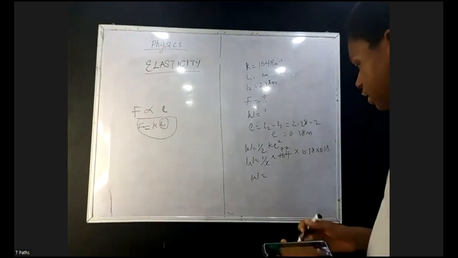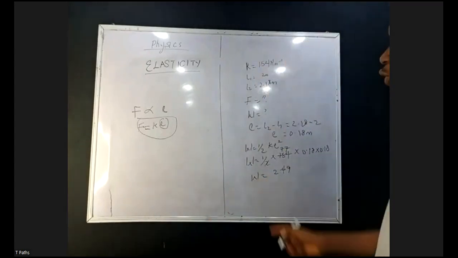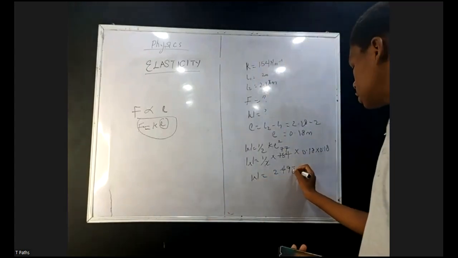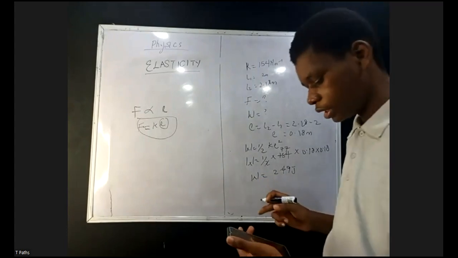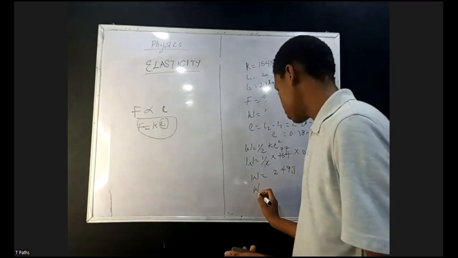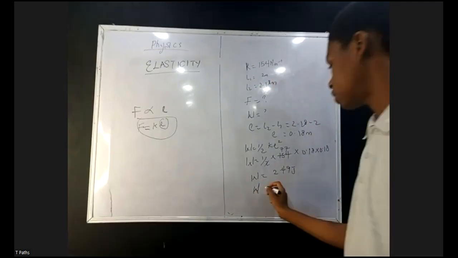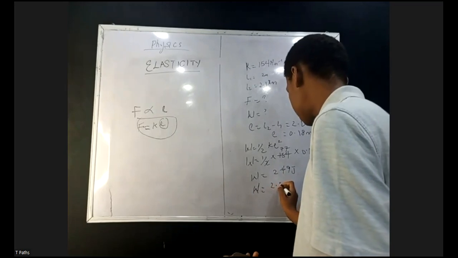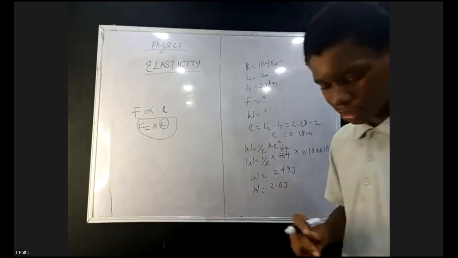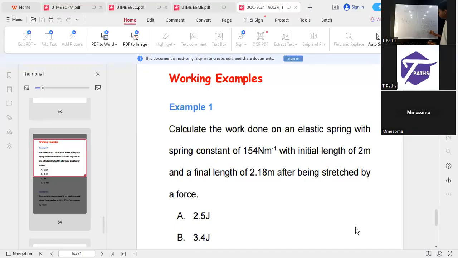All right, so I have my answer as 2.49. Don't forget we are calculating work done. So work done is calculated in joules. So this is 2.49 joules. So in my question here, that is about 2.5 joules, which means my answer here is option A after approximating it to one decimal place.